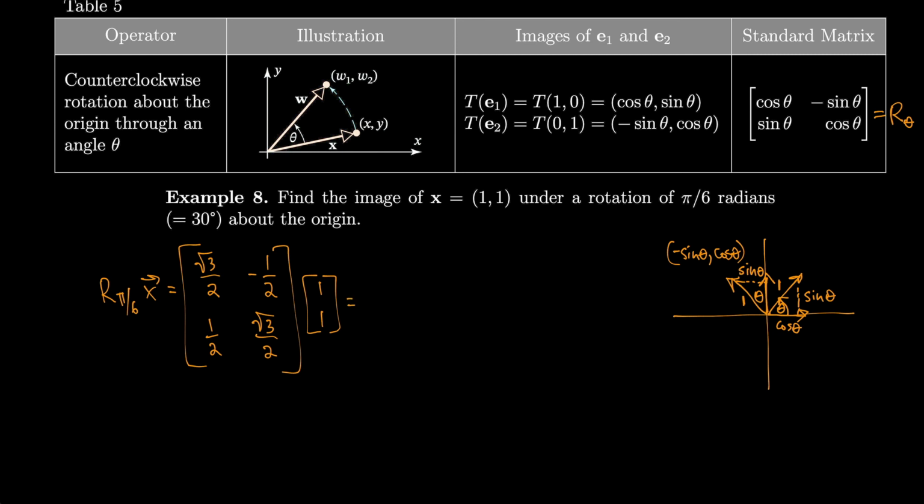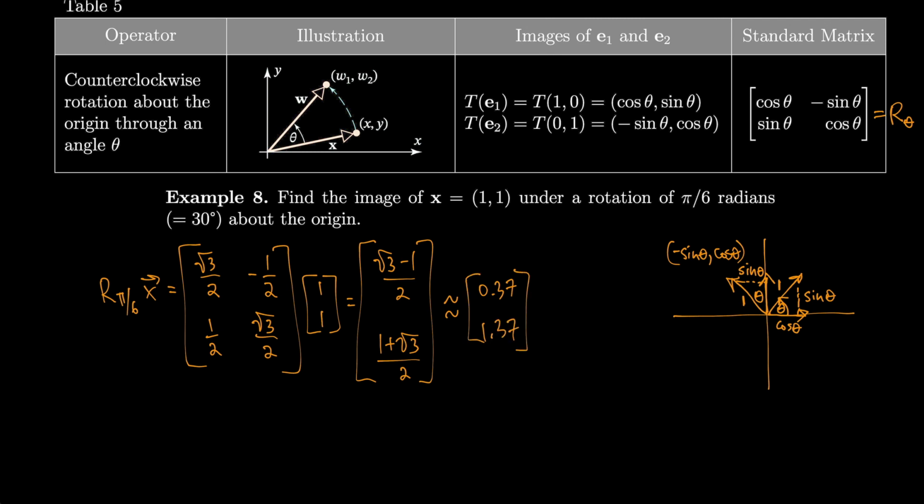And doing the multiplication, we get square root of 3 minus 1 over 2, and 1 plus square root of 3 over 2, which is roughly 0.37, 1.37. So that means we could say that R pi over 6 of 1, 1 is about 0.37, 1.37.